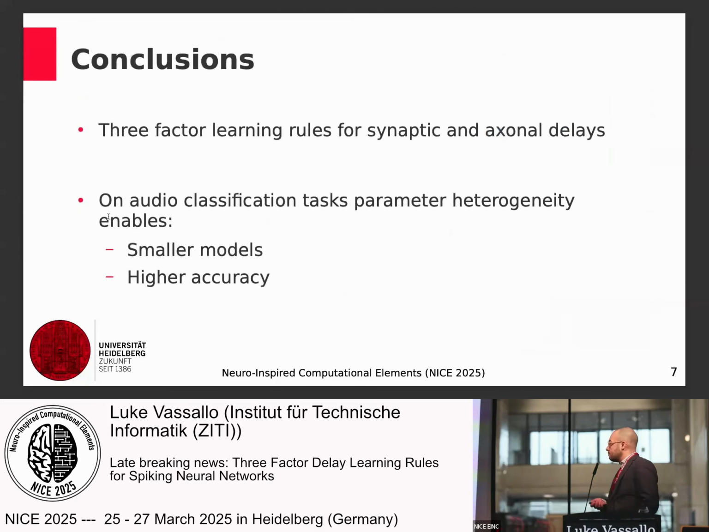To conclude, the key takeaway of this work is that we have three-factor learning rules for both synaptic and axonal delays that allow us to learn all of the network parameters online. For applications running on resource-constrained hardware, having this parameter heterogeneity is very important because it allows us to have smaller models and, at the same time, higher accuracy. So the classification accuracy per model parameter is very high.